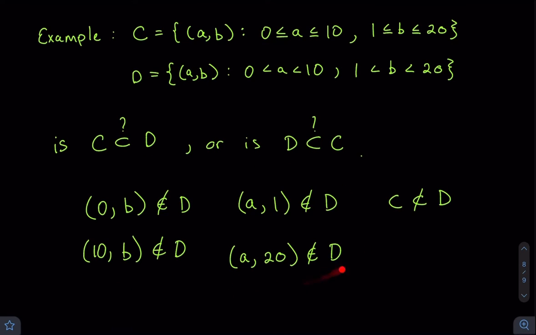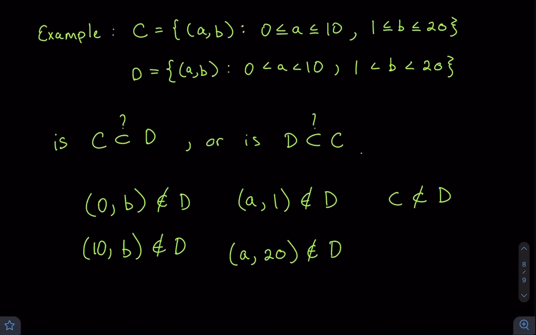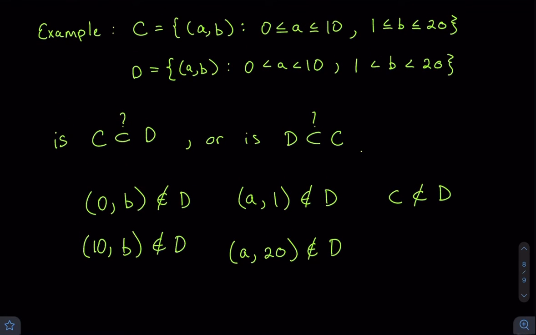Specifically, there are 4 elements. But is set D a subset of set C? Well, in this interval, A is between 0 and 10, and here A is between 0 and 10 as well. So all the values of A in set D are in set C. Likewise, all the values of B in set D are in set C, because here B is between 1 and 20, and so is B here.